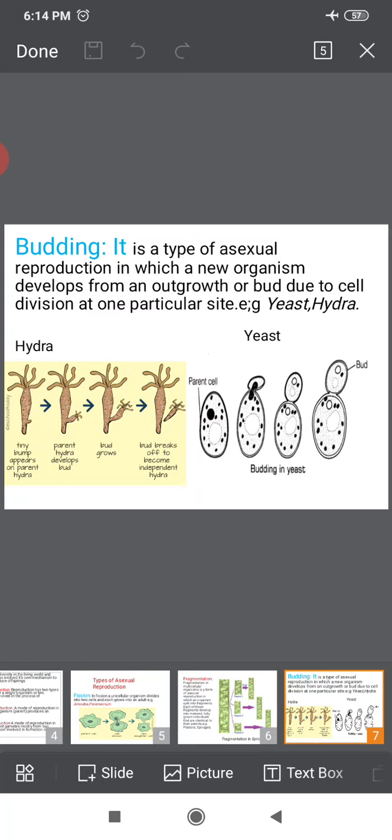Budding is a type of asexual reproduction in which a new organism develops from an outgrowth or bud due to cell division at one particular site. The buds detach from the parent and form new individuals. Buds are smaller in size as compared to the parent.